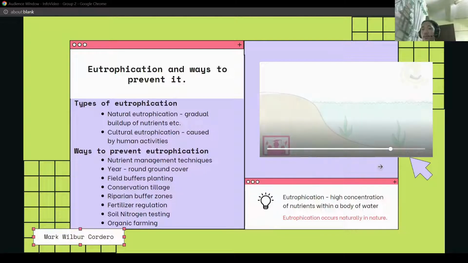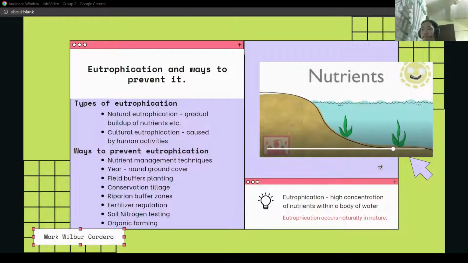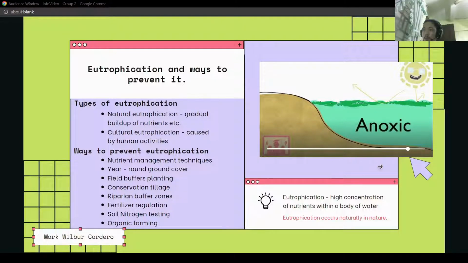So, eutrophication happens when nutrients are added to water, which causes an algal bloom, cutting off sunlight and feeding bacteria. The bacteria use up oxygen in the water, which becomes anoxic, causing everything living in the water to die. Eutrophication is one reason why we need to be careful with fertilizers when we're growing crops.